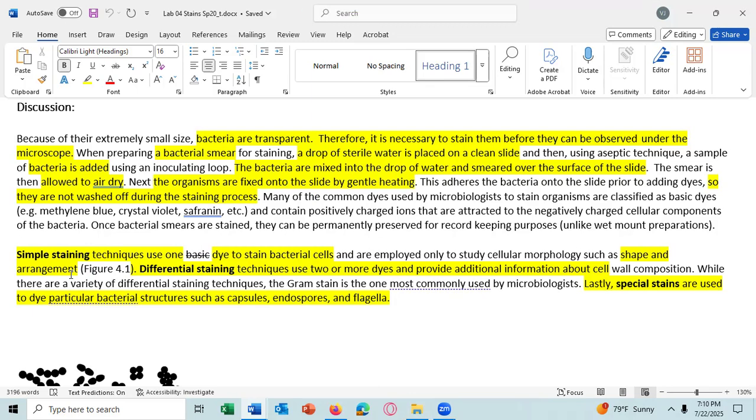A differential staining technique allows you to separate two or more types of cells when you're usually using two or more dyes. There are two differential stains that we're going to talk about, the Gram stain and the acid-fast stain. And then lastly, there's a special stain which is used to dye a particular bacterial structure, such as the cell capsule, the cell endospores, or the cell flagella. Any questions about any of that?